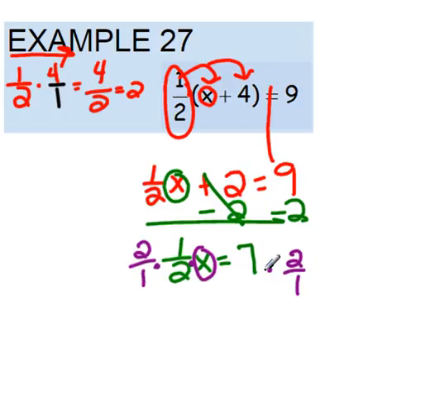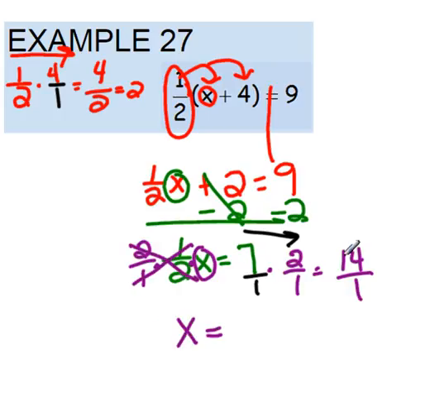Again, I'm going to turn this whole number into a fraction so we can just multiply straight across. 7 times 2 is going to be 14, and 1 times 1 will be 1. I know that these fractions over here cancel out, so we're left with just the x and the 14 divided by 1, which is just 14.